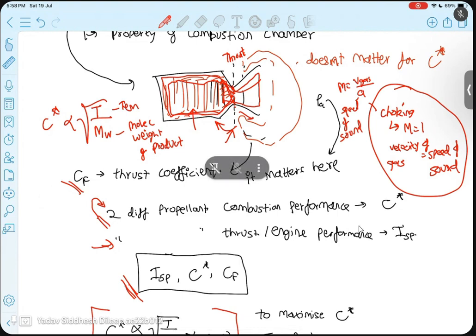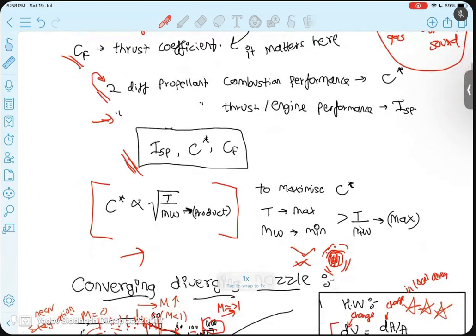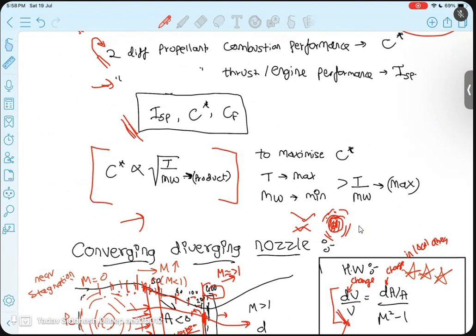Now I told you what a C star is. To maximize C star, we should have the highest temperature and lower molecular weight. Whenever you do NASA CEA analysis, in the next part after 10 minutes, I will be explaining what NASA CEA is. What you should target is to maximize the C star and not maximize the temperature.